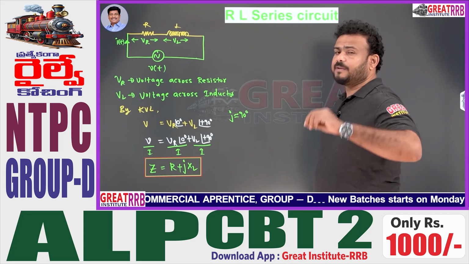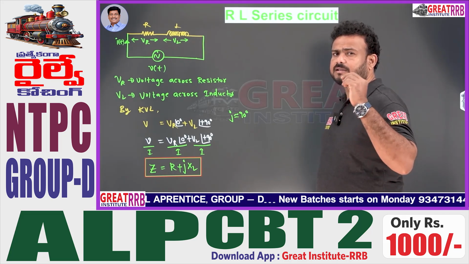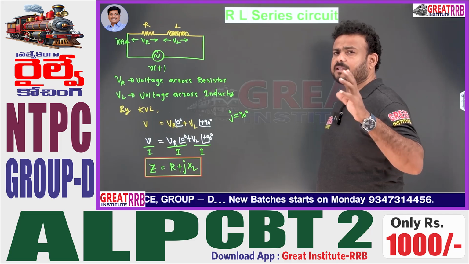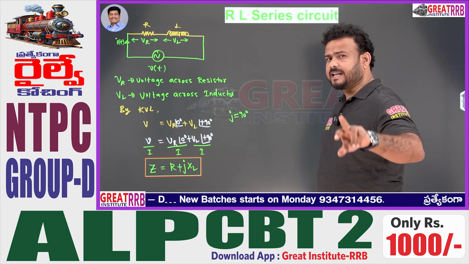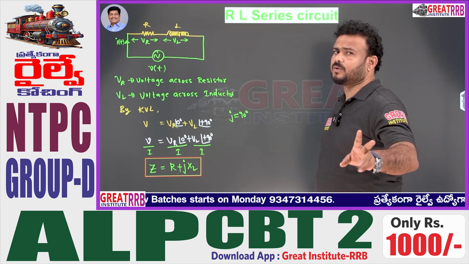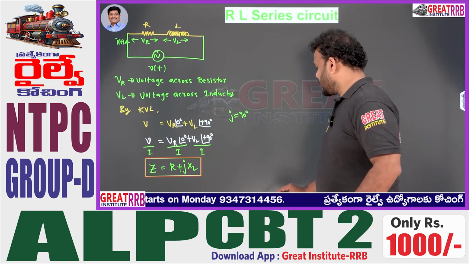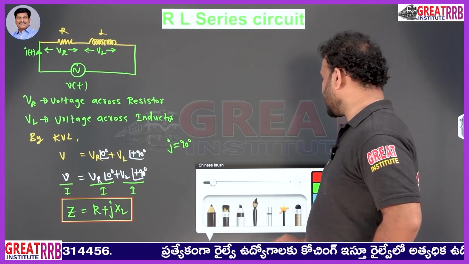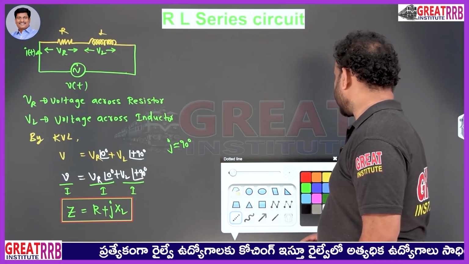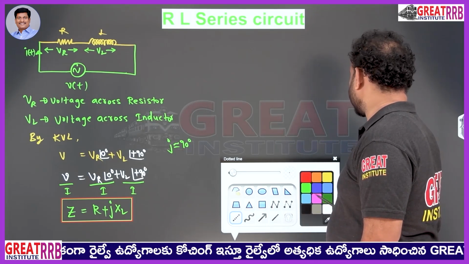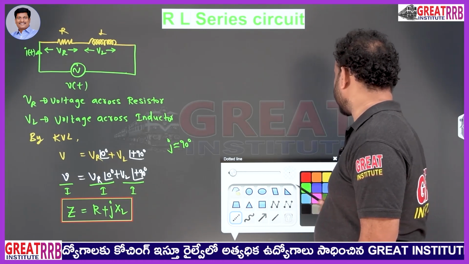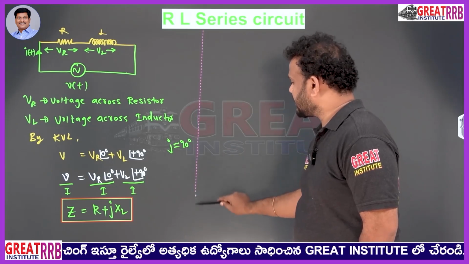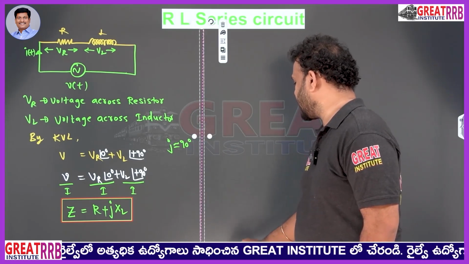If any question is asked in an AC circuit, that question must be directly or indirectly related to this particular Z. Sir, what is this Z called? Let us introduce a new parameter for the given circuit expression, which is Z. Sir, what is this Z called?